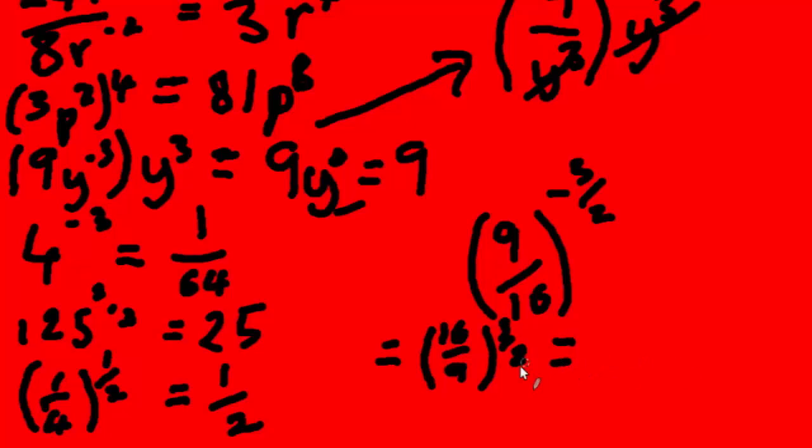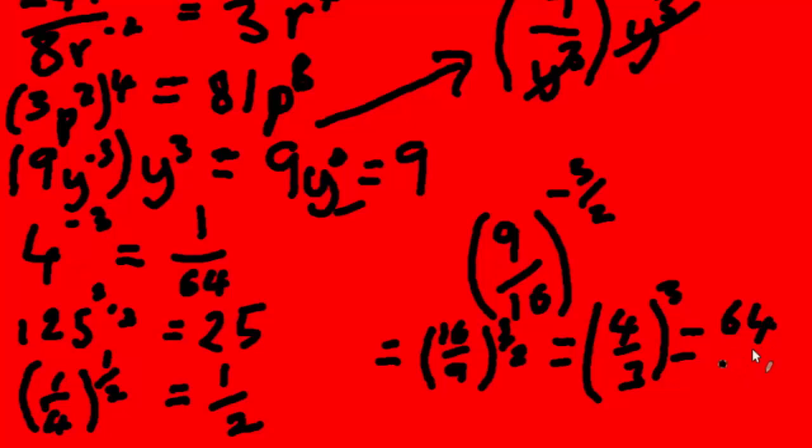Okay, now I'm going to square root top and bottom, because that's what that bottom number is telling me to do. So I've got 4/3 to the power of 3. Notice I've dealt with the square root. And now I can cube. So the final answer is 64 over 27. And it's done.